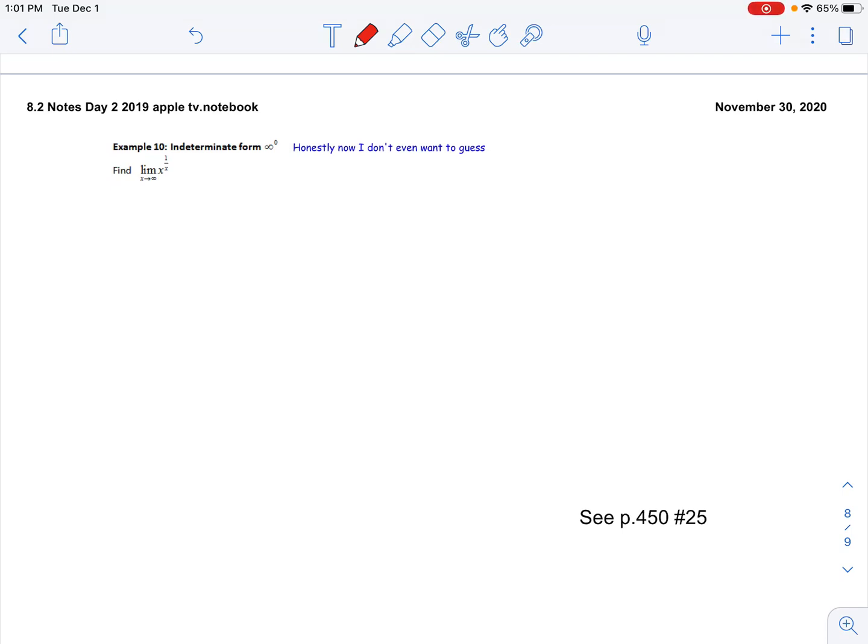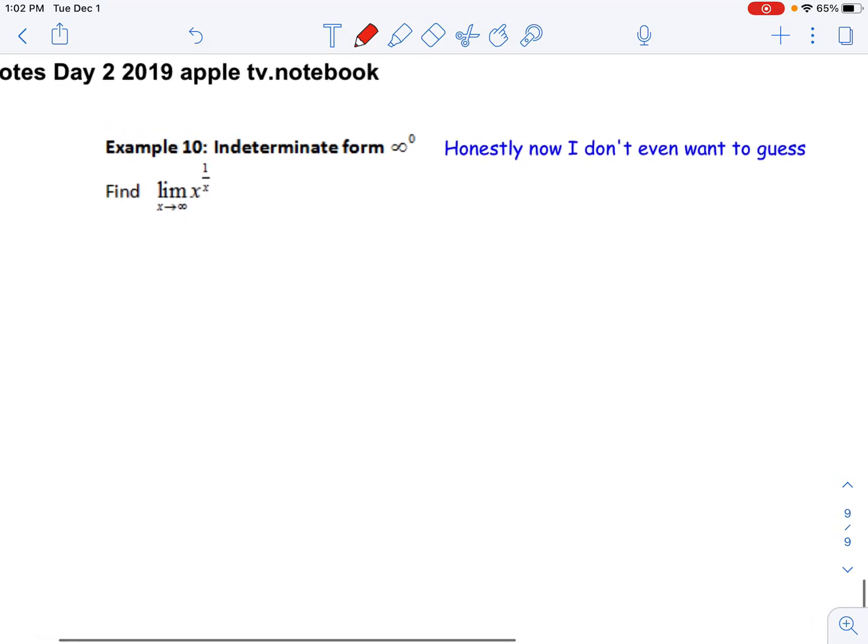All right, Calc BC, we're going to do the last problem here in our notes. The limit as x goes to infinity of x to the 1 over x. If we evaluate that limit, we're just going to get infinity to the 0. As you know, with the other ones we've been doing, it's like, who knows? Infinity to the 0 feels like it should be 1 because it's something to the 0. But we know that infinity is not a number, and so maybe it's infinity because it's infinity to something. So we really don't know. We really aren't sure here.